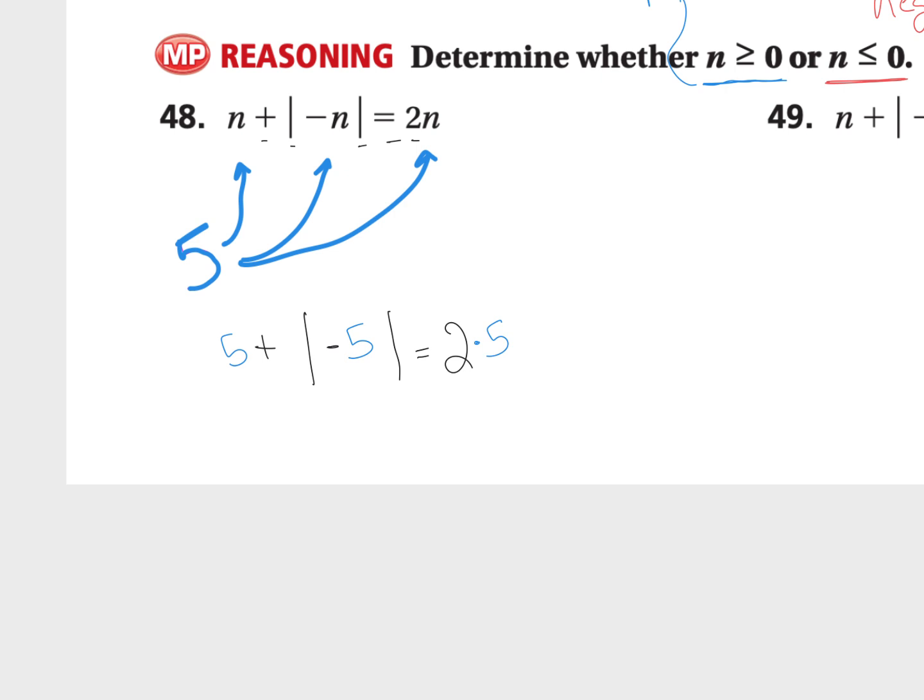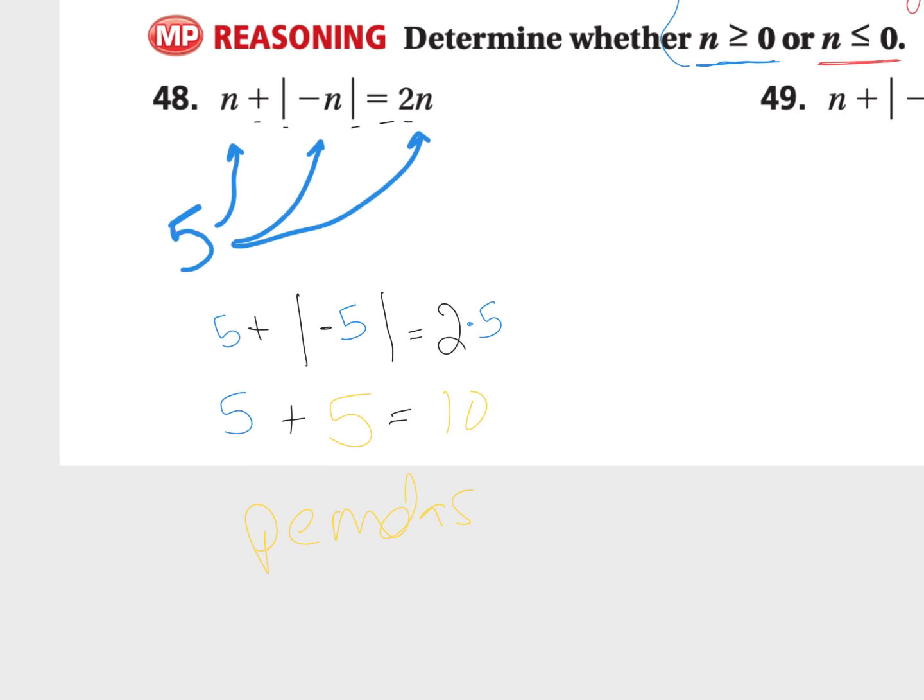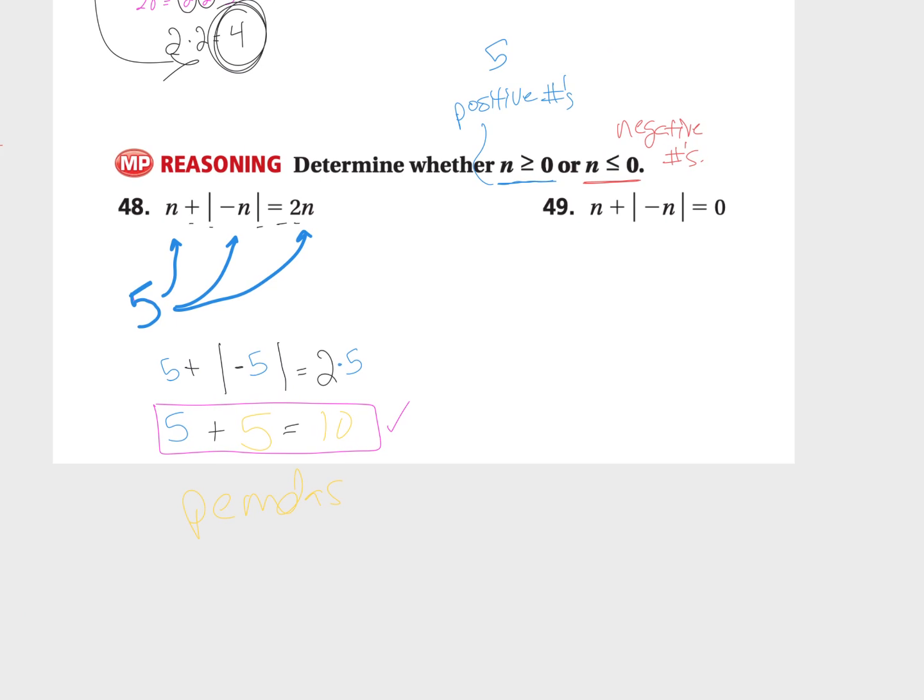All right, so if you're like, oh, well, now what do? You simplify. PEMDAS is how we simplify. So the absolute value of negative 5 is 5. Plus this 5 right here. I'm going to write it in blue because it didn't change. And then over here on the right, 2 times 5 is 10. Check this out. Does 5 plus 5 equal 10? It sure does. So right away, we know that this one is going to be positive numbers, or you could say it is n is greater than or equal to 0. That is the answer for number 48, okay?